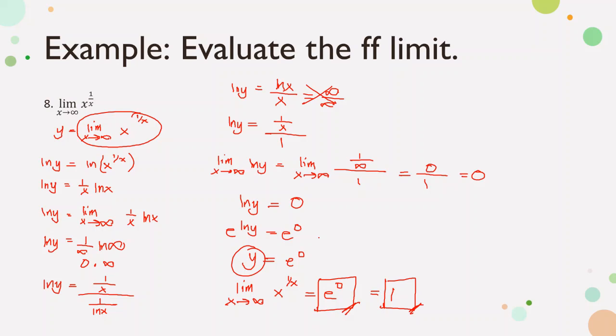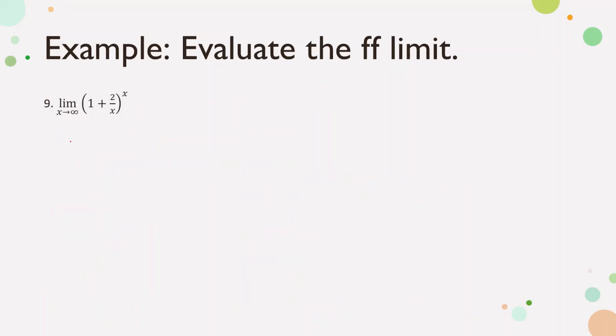Okay, so let's try another example which is still under this form. So we have (1 plus 2 over x) raised to x. Let's try and substitute our limit, which is infinity. So (1 plus 2 over infinity) raised to infinity. 1 plus 0, raised to infinity. So that is equivalent to 1 raised to infinity, meaning to say that is an indeterminate form.